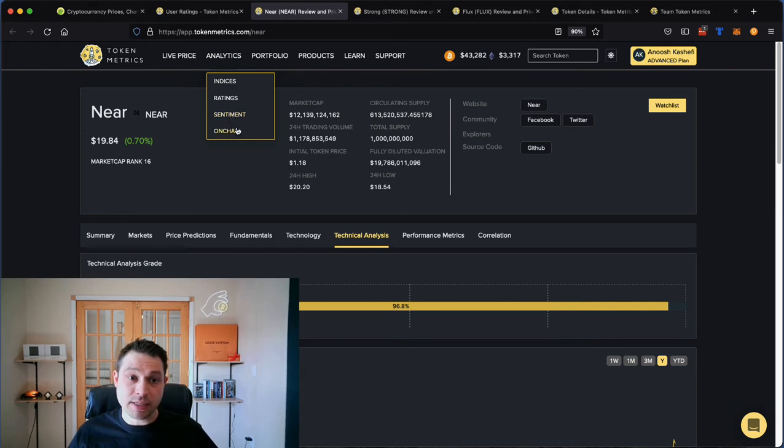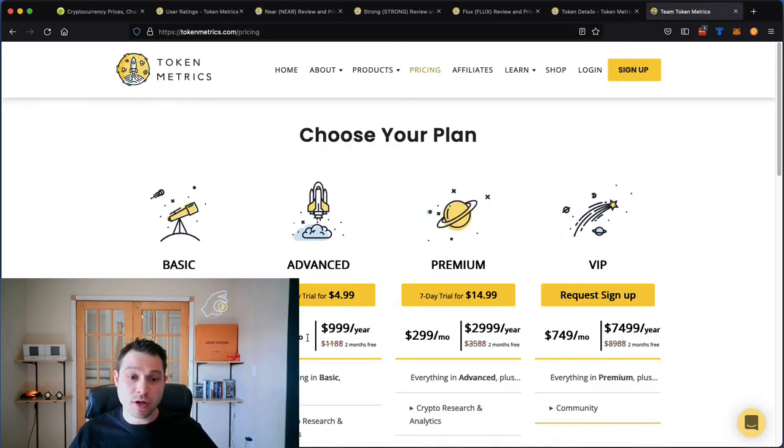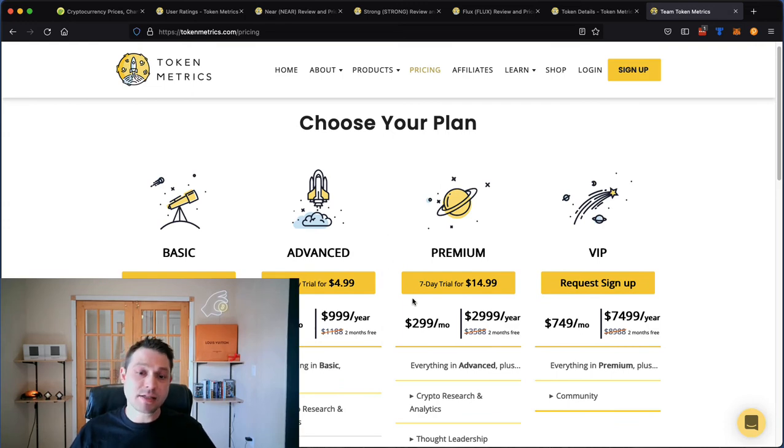There are other things here. The sentiment and the on-chain, I will say that I do not have access to those. As you can see, I am an advanced user. I'm paying $100 per month or $1,000 per year. An awesome deal. If you just make one trade profitably, that's gonna cover your expenses the entire year, in my opinion. So not financial advice, of course.